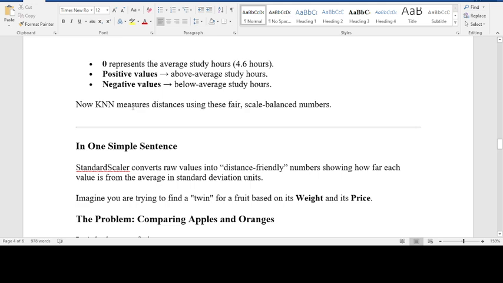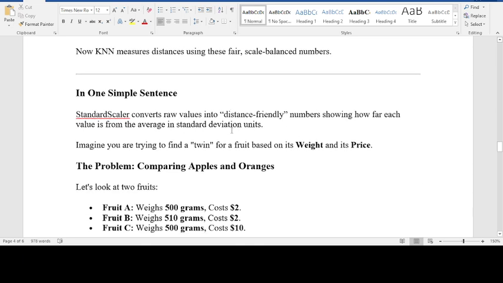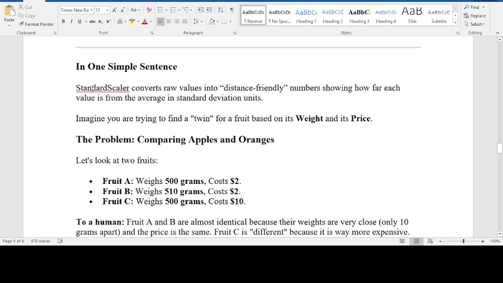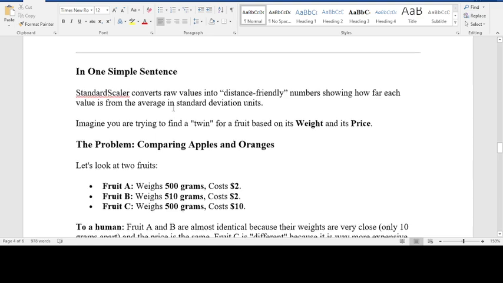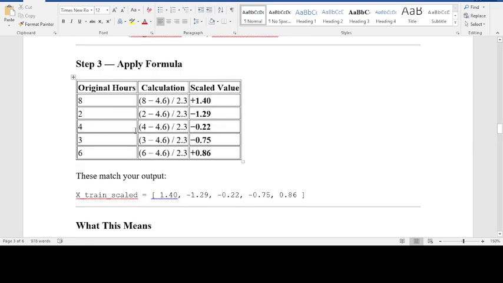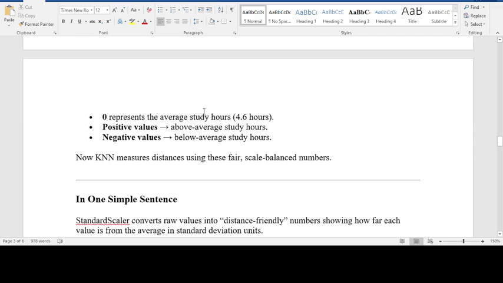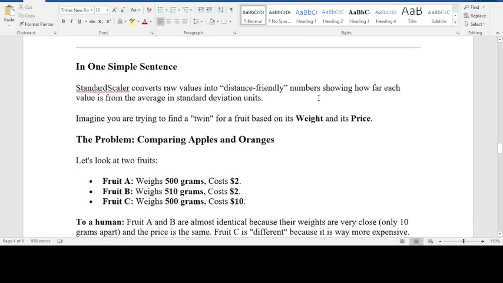When you are using KNN regression or KNN classification, you have to go for feature scaling. It means the distances use these fairly scaled, balanced numbers. Now I will take one example. Standard scaler converts the raw values into distance-friendly numbers, showing how far each value is from the average in standard deviation units.